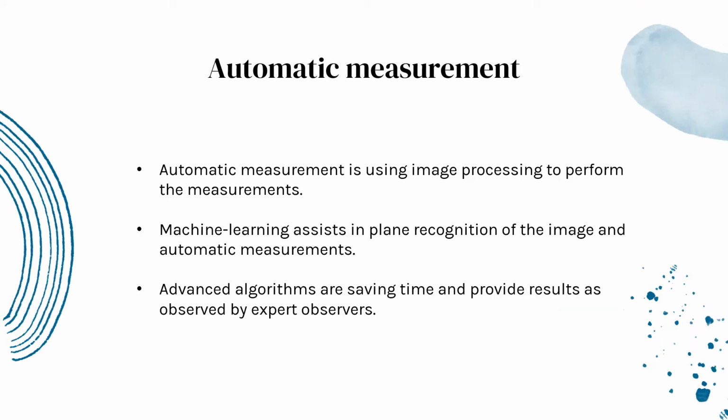Automatic measurement. Automation of the measurement using image processing has been developed to do the measurements using an indirect process that performs the same measurement process as the human. Machine learning assists in plane recognition of the image and automatic measurements, and advanced algorithms save time and provide results as observed by an expert observer.